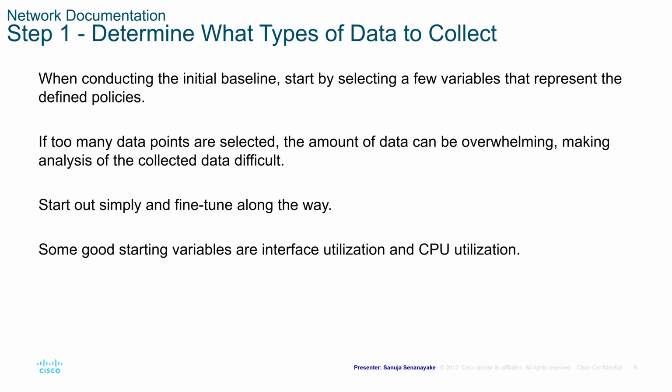So step one is to determine what types of data to collect, right? When conducting the initial baseline, start by selecting a few variables that represent the defined policies. If too many data points are selected, the amount of data can be overwhelming, making analysis of the collected data difficult. So start out simply and fine tune along the way. Start out with a simple baseline and then keep adding data points on top of that. Some good starting variables are the interface utilization and the CPU utilization. Those could be the starting point for your baseline.